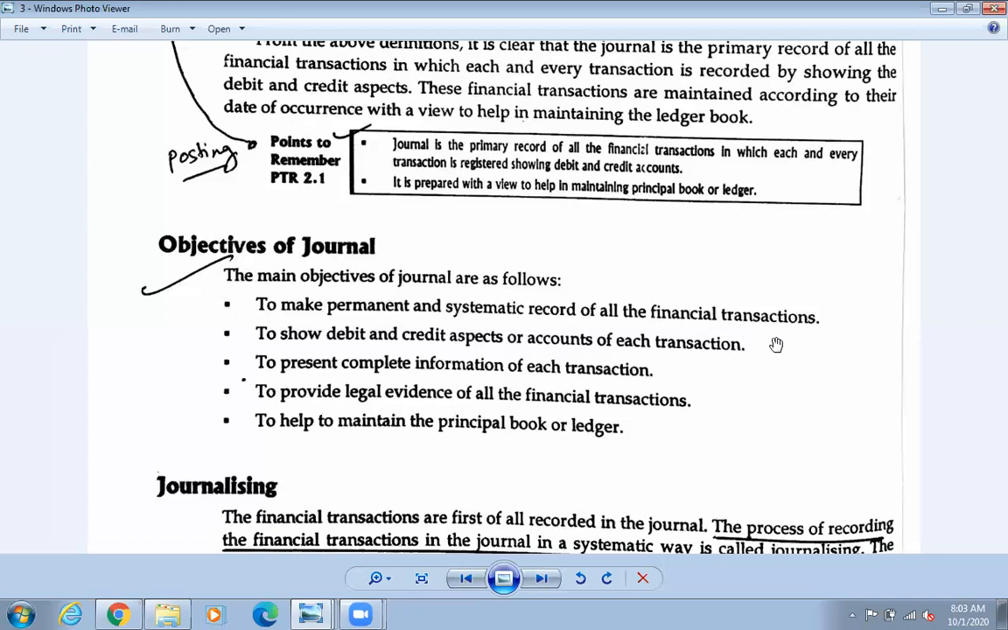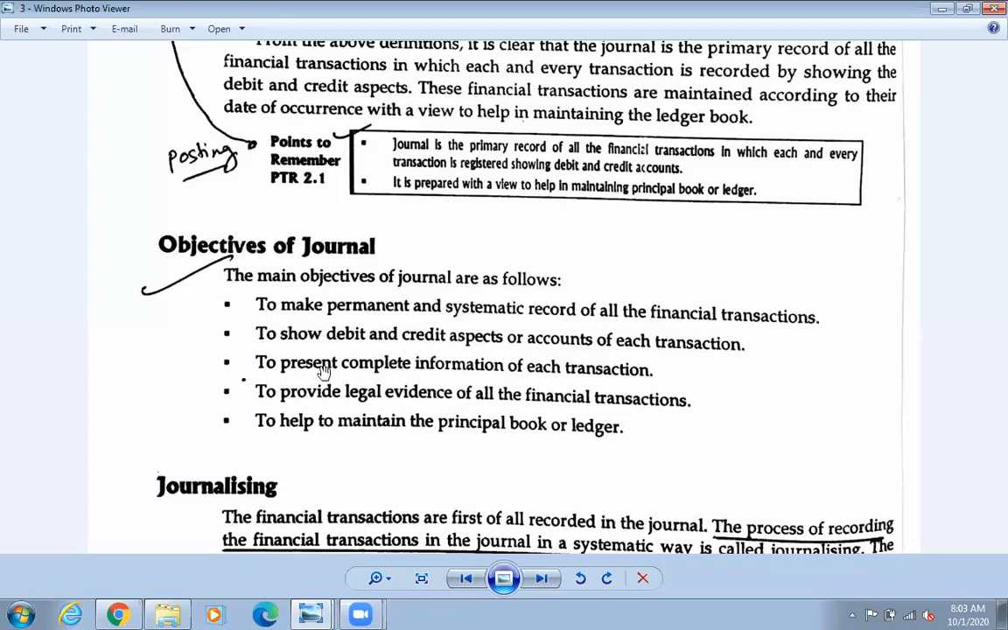So different things will be checked, different accounts can be made, different books can be made. कसले गर्दा help गर्छ त? Journal will help to make all the records, to show the debit and credit aspects or accounts of each transaction. So debit or credit, कति debit भयो कति credit भयो, that can also be found by the help of what entry? Journal entry.